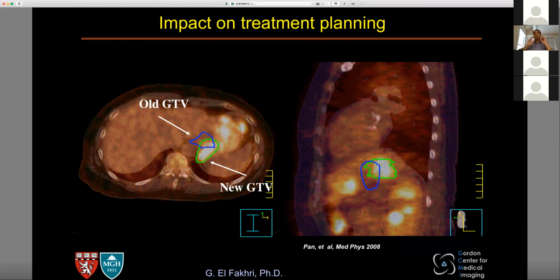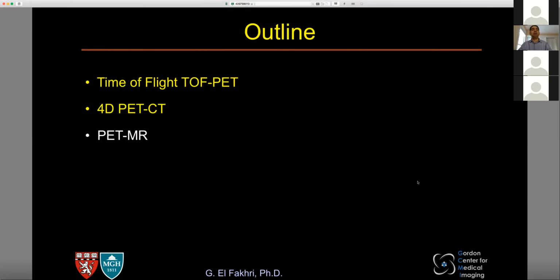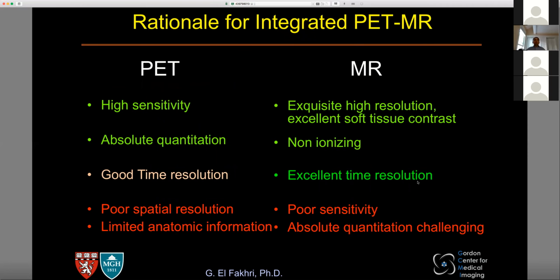So we discussed so far time of flight PET-CT. We talked about 4D PET-CT. Now we're going to talk about PET-MR. Any questions? All right, so let's move to PET-MR.